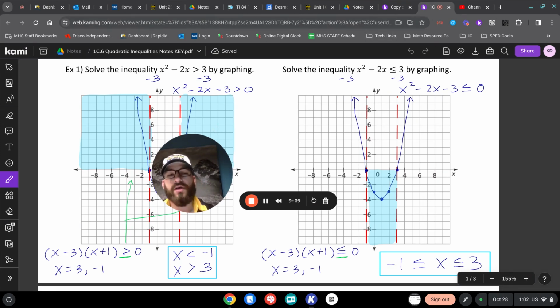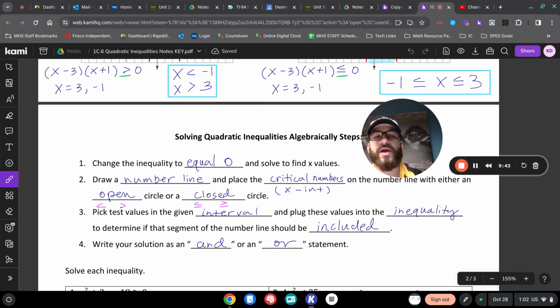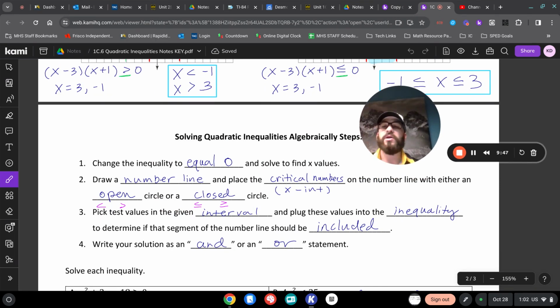Okay, so to put it into perspective of what we are trying to actually do, for each of these inequalities, the first thing we want to do is change the inequality to equal 0 and then solve to find those x values. Once we have those x values, we can graph it, but sometimes a graph is a little difficult. So I'm going to show you a more straightforward method.